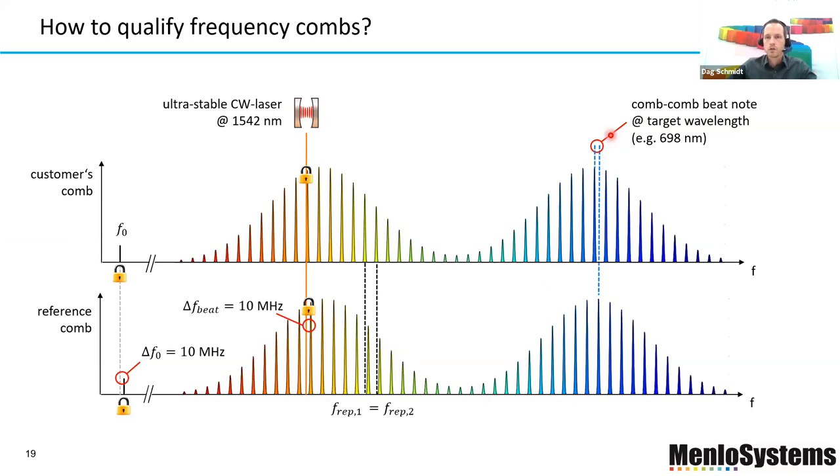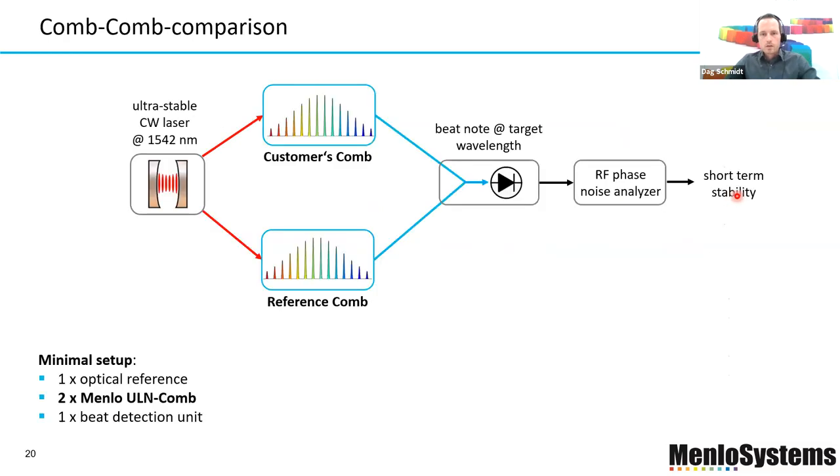And then we measure the comb beat note at the target wavelength. For example, this wavelength or your customer wavelength, what you need for your application. So the setup would look like this. This is really the minimal setup. We have one optical reference, we have two Menlo ULN combs, and we have one so-called beat detection unit, which superimposes these two light fields here and detects them on a photodiode.